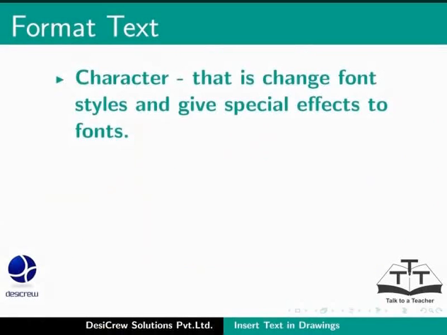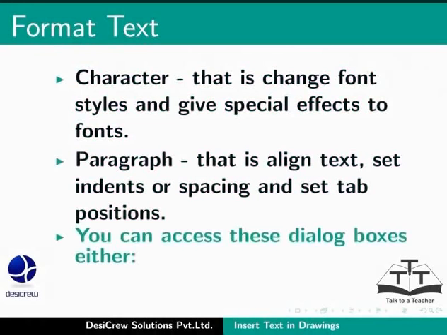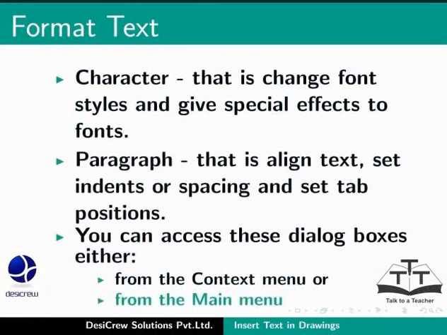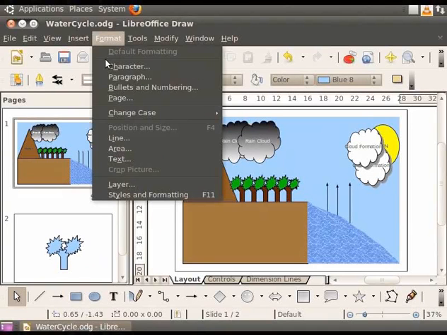You can format text for character, that is, change font styles and give special effects to fonts. You can also format text for paragraph, that is, align text, set indents or spacing and set tab positions. You can access these dialog boxes either from the context menu or from the main menu. To access the character dialog box from the main menu, select Format and select Character. To access the paragraph dialog box from the main menu, select Format and select Paragraph.